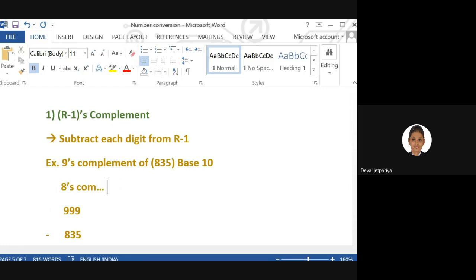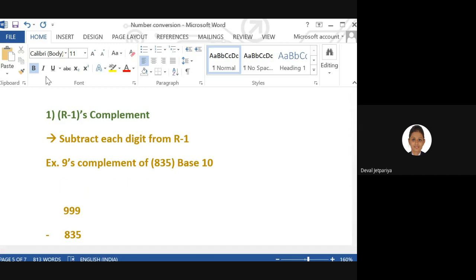But suppose using r minus 1, if you're told to find out eighth complement, then first your number you need to subtract from 777, and whatever answer you are getting, on that you need to add plus 1. Then after that you are getting r's complement.